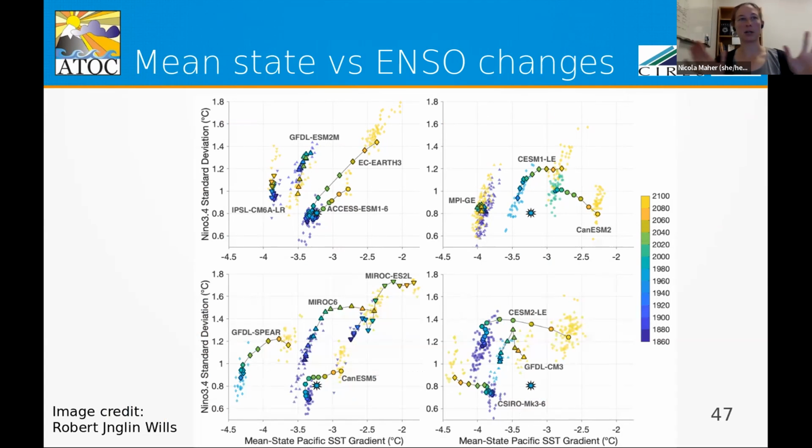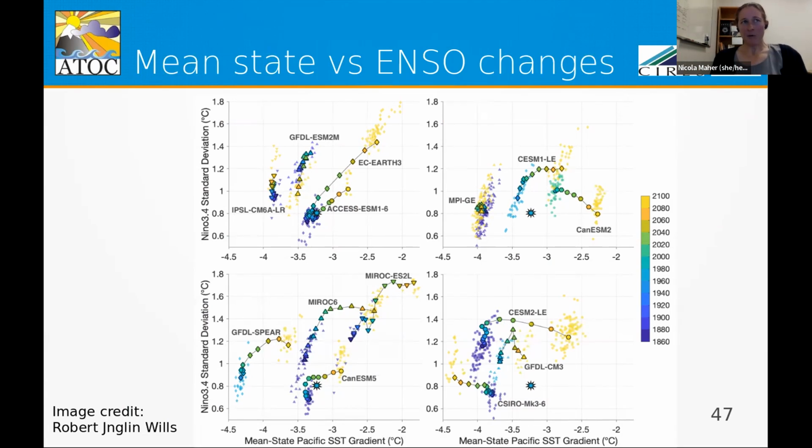So let me go through it slowly. Here, there are 4 panels. There are only 4 panels for visualization purposes because if you put them all on top of each other, you don't see anything. Again, we're showing all of those 14 smiles. And in this case, the colors are time. So blue is the beginning of the time series and yellow is the end of the time series.